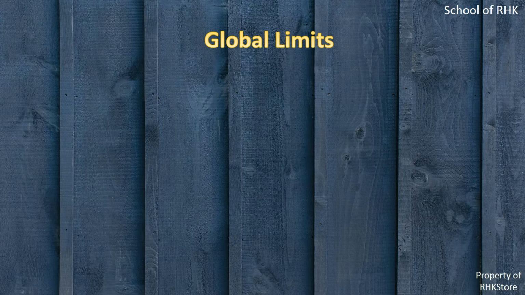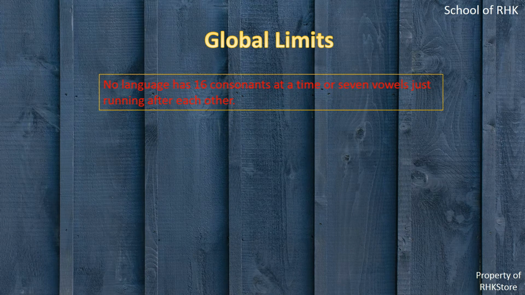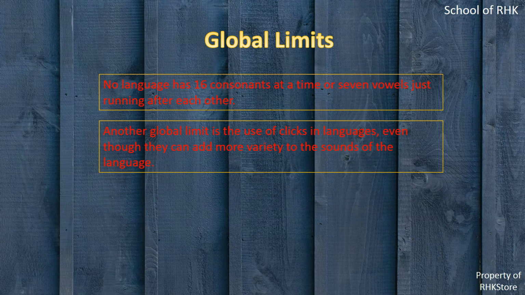The global limits. There are limits that no language breaks. No language has 16 consonants at a time or 7 vowels just running after each other. Another global limit is the use of clicks in languages, even though they can add more variety to the sounds of the language. This is another argument that supporters of the proto-world theory used to prove the single origin of all languages.